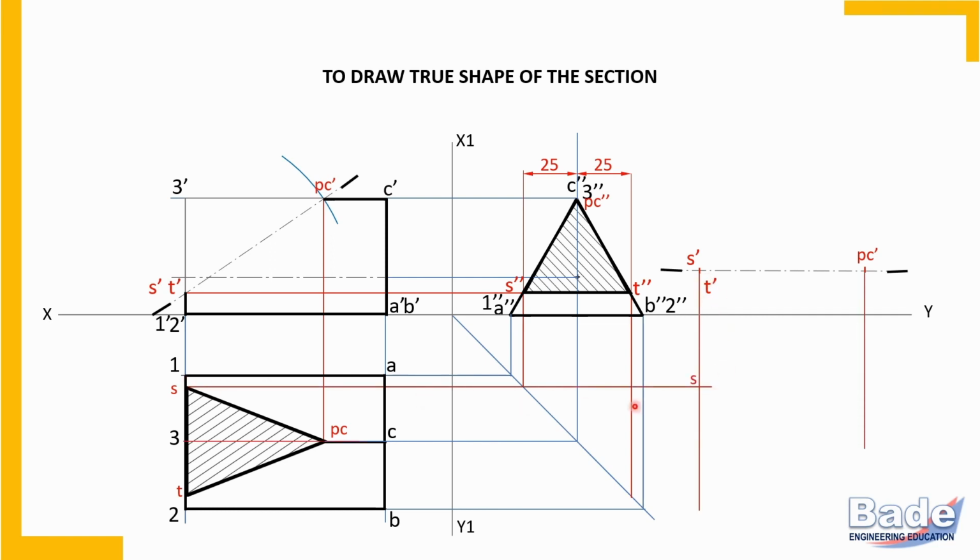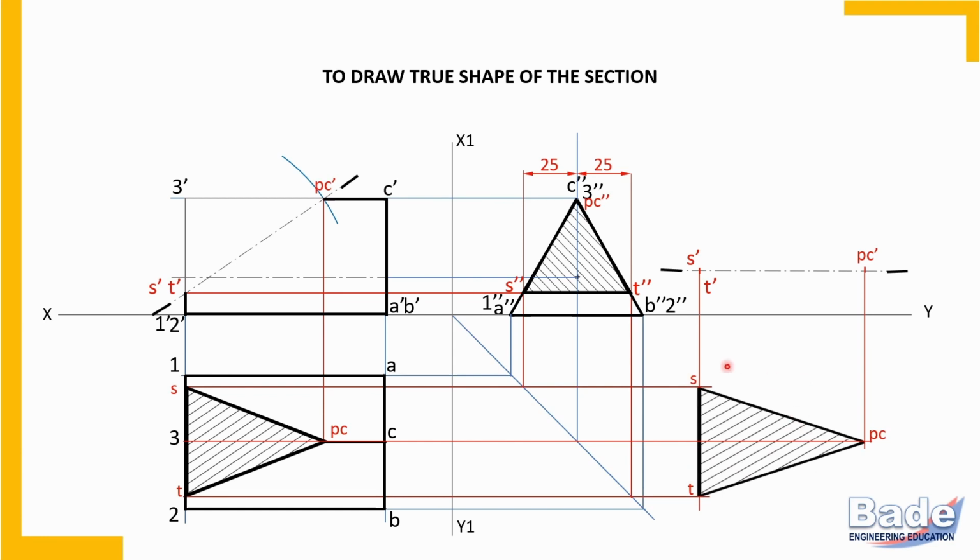Vertical line through S, horizontal line through S. Vertical line through PC, horizontal line through PC. And this is how, as usual, we have transferred all the three corners on the true shape. Now join these corners and you'll get the true shape. This is the required true shape, which is an isosceles triangle of base 50 and axis 75.